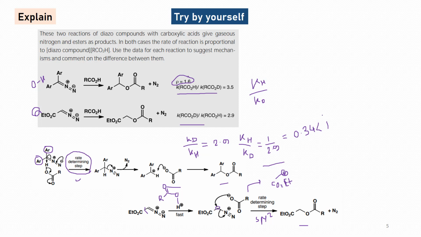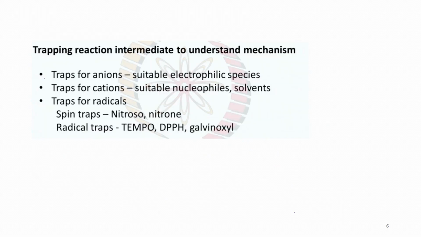So how are we determining which one is the rate determining step? Based on this kH by kD value. As the first one is showing the primary kinetic isotope effect, the first step is our rate determining step, and in the second case, the second step is the rate determining step. Okay, I hope it's clear. Let's go to our next topic for today.